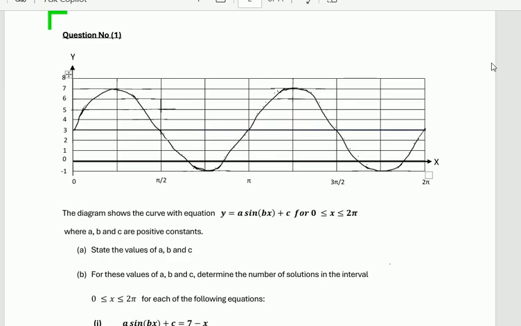Question number 1 is: the diagram shows the curve with the equation y = a sin bx + c for 0 ≤ x ≤ 2π, where a, b, and c are positive constants. Part A: state the value of a, b, and c.